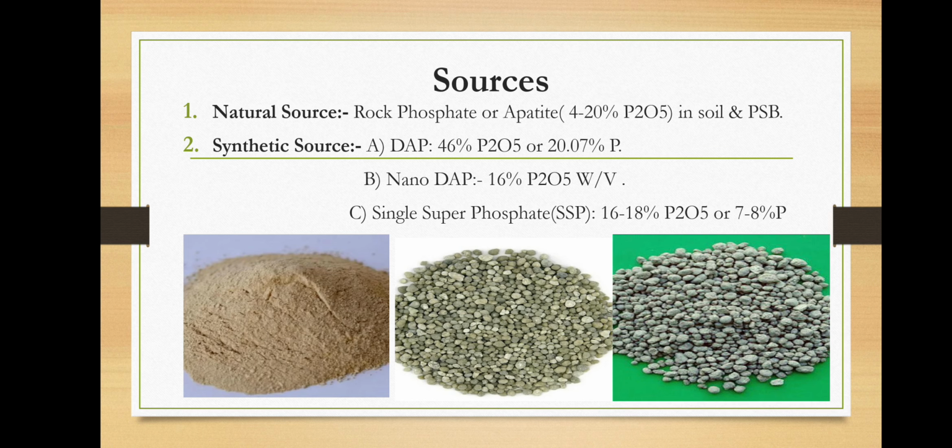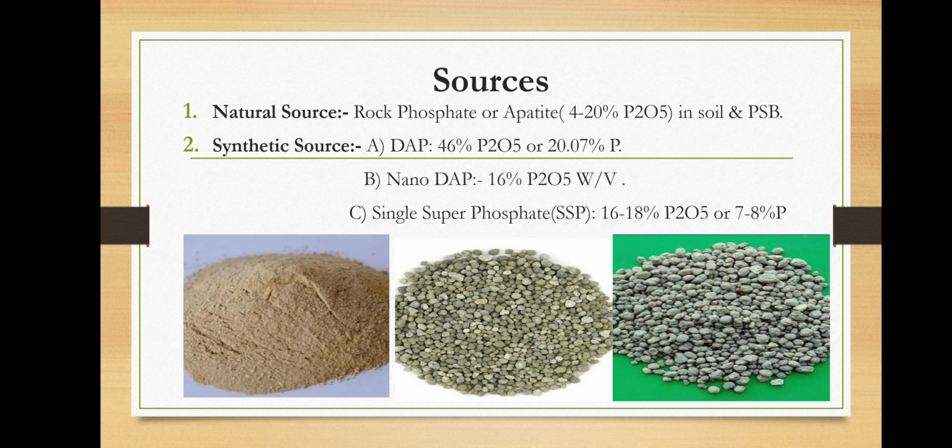And when we come to sources, how can we supply phosphorus to the soil or to the plants? There are two main important sources, natural source and synthetic source. Natural means it is naturally available, that is rock phosphate or apatite. Rock phosphate commonly contains different grades: low grades contain 4% P2O5, and high grades contain 20% P2O5. Phosphorus can't be taken directly as P. All the fertilizers contain P2O5, not direct P.